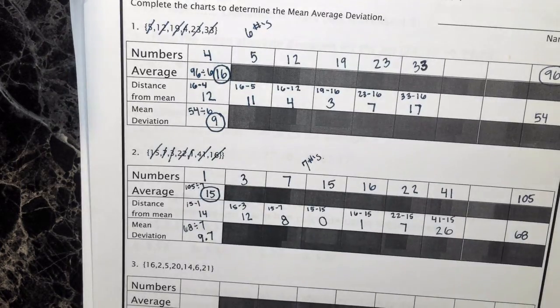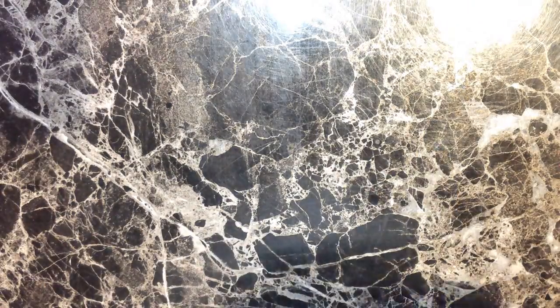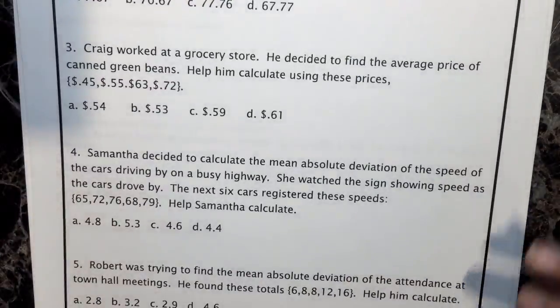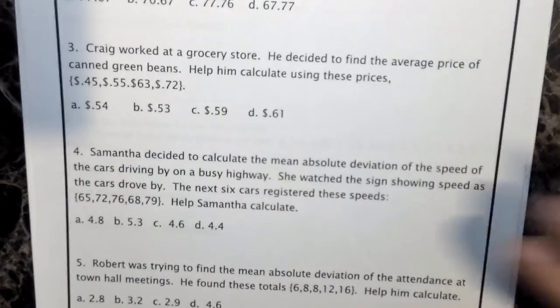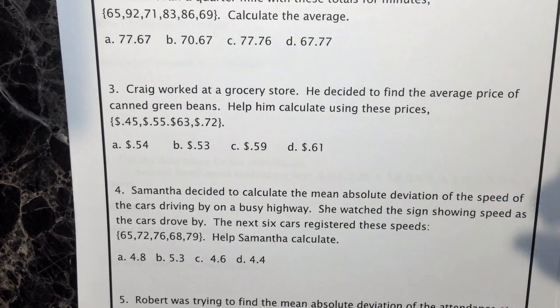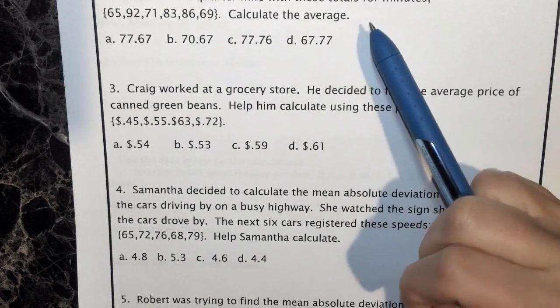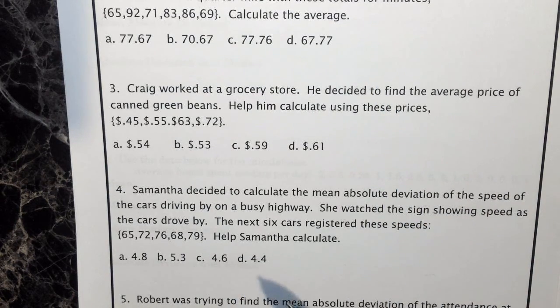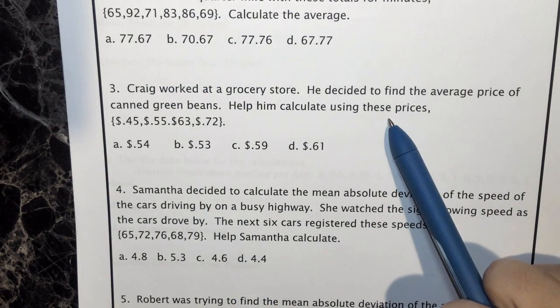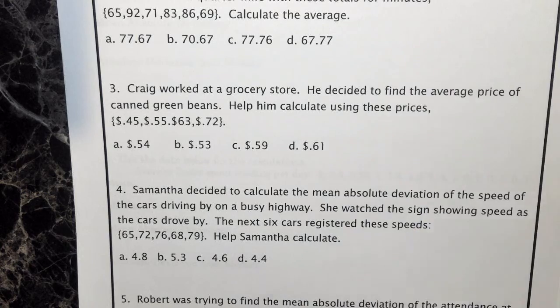Alright, let's look at page 4. Okay, page 4, multiple choice. You still need to show your work though, so don't just circle random numbers. It's asking you to find different things. So the first one, it's asking you to find the mean absolute deviation. For the second one, it's asking you just to find the mean. Number 3, we'll get to in a second, and the rest we'll get to in a second too.